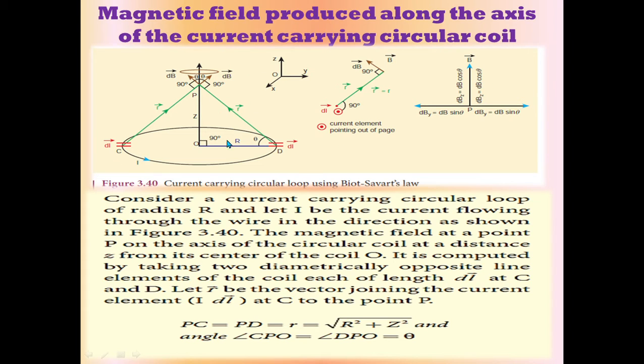So, this is the diagram. Consider the current carrying circular loop of radius R, and let I be the current flowing through the wire in the direction shown. The magnetic field is at point P, on the axis of the circular coil at a distance Z from the center of the coil, O.